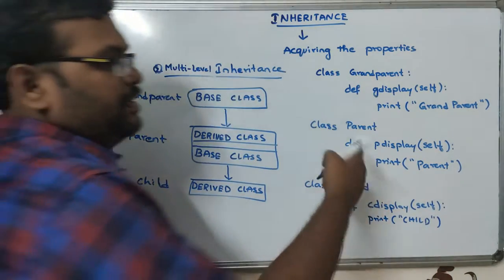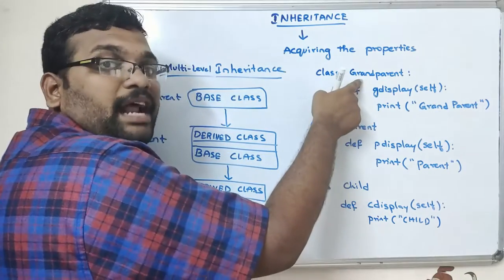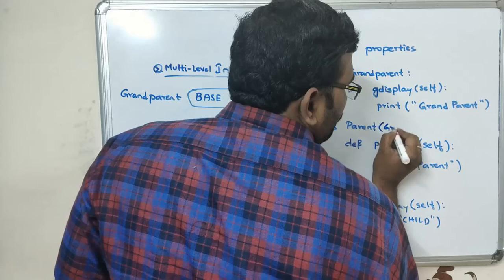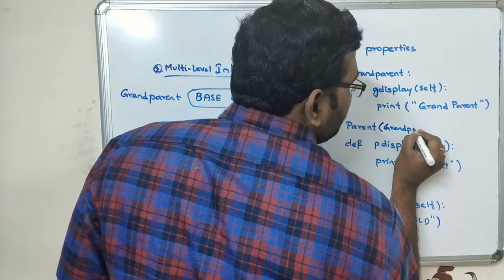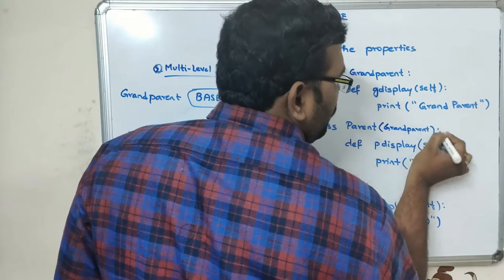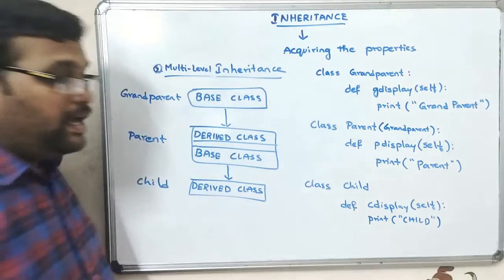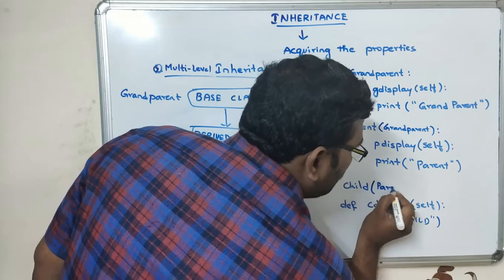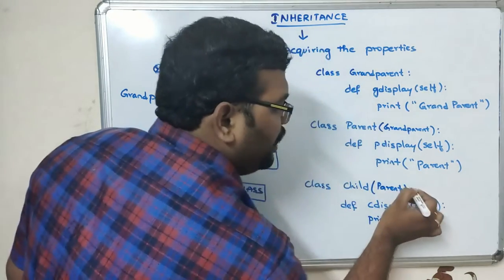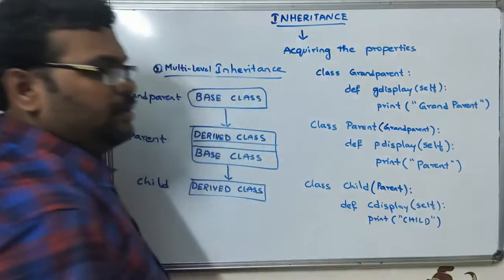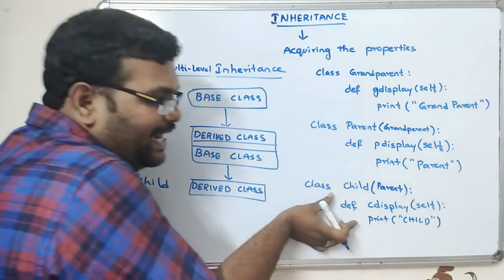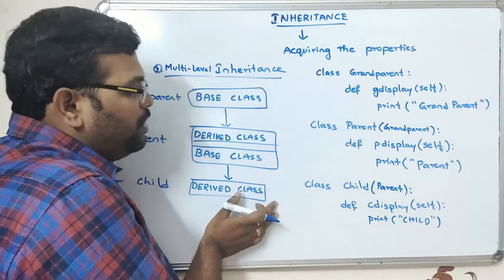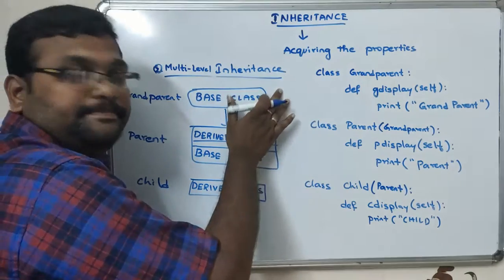Here parent acquires the properties of grandparent. So we have to achieve the inheritance by passing the base class name as a parameter to the derived class. And here child acquires the properties of parent, so we pass the base class name as a parameter for the child class. Now child can access the methods and variables of parent and grandparent.